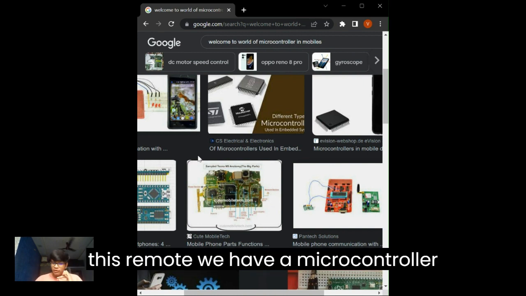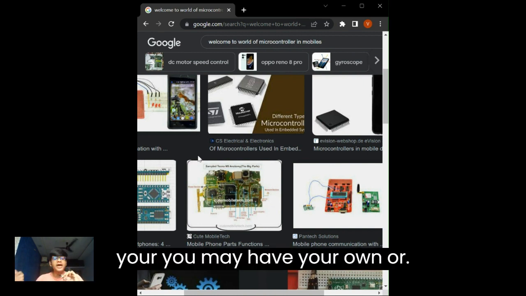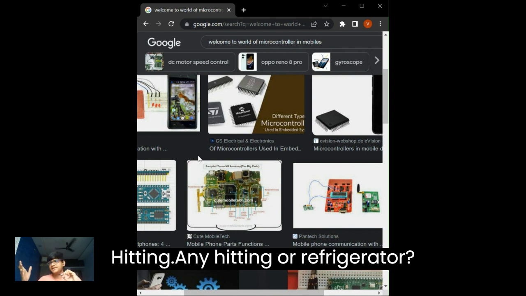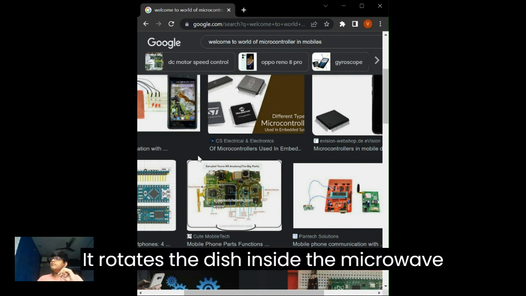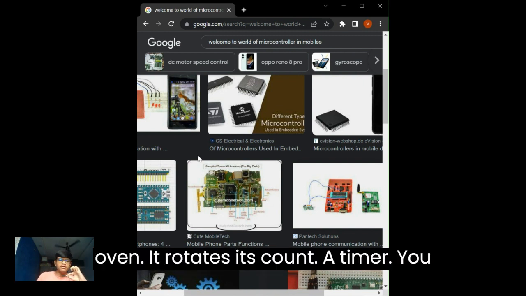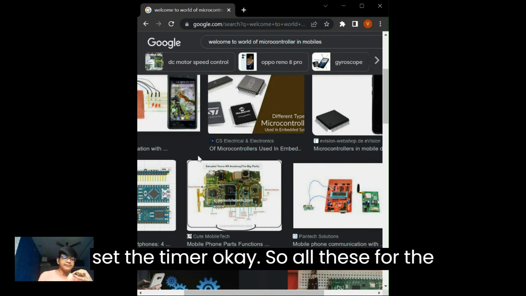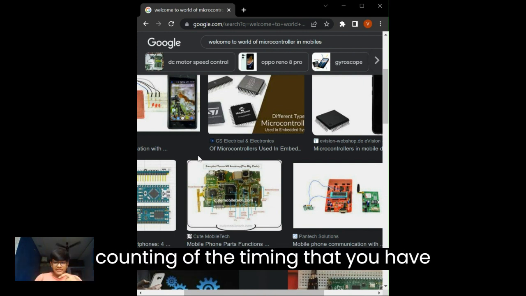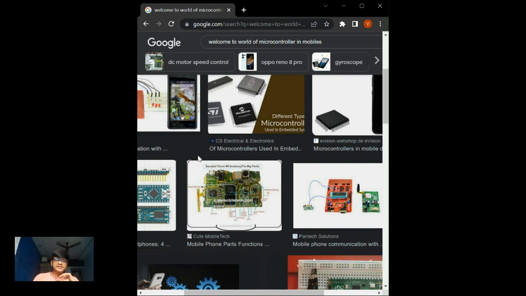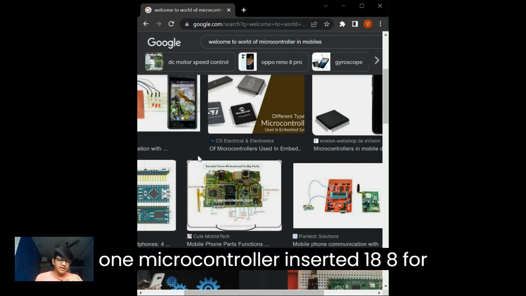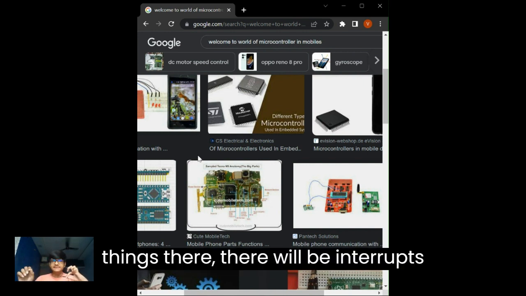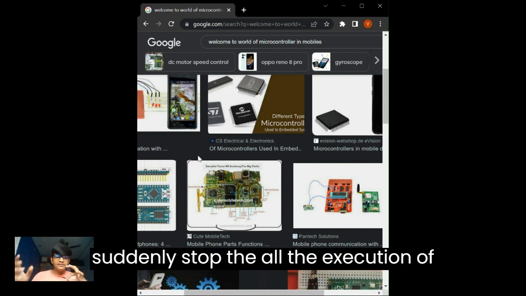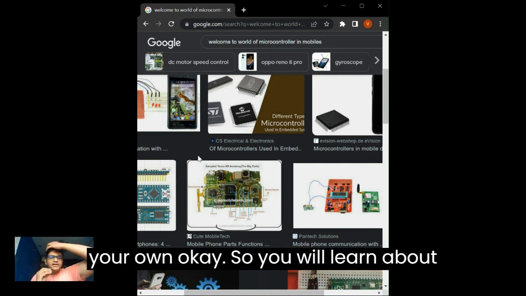So in this remote, we have a microcontroller. You may have an oven, a heating appliance, or a refrigerator. Let's take the example of an oven. You insert a dish that you have to bake. It rotates the dish inside the microwave oven. It counts a timer that you set. All this, the counting of the time you have set and the rotating of the dish, needs a processor. Specifically for the counting, there is one microcontroller inserted in it. For the rotating, there is a specific microcontroller inserted in it. After completion of all these things, there will be an interrupt in a separate microcontroller, which will suddenly stop all the execution of your oven. You will learn more about it.